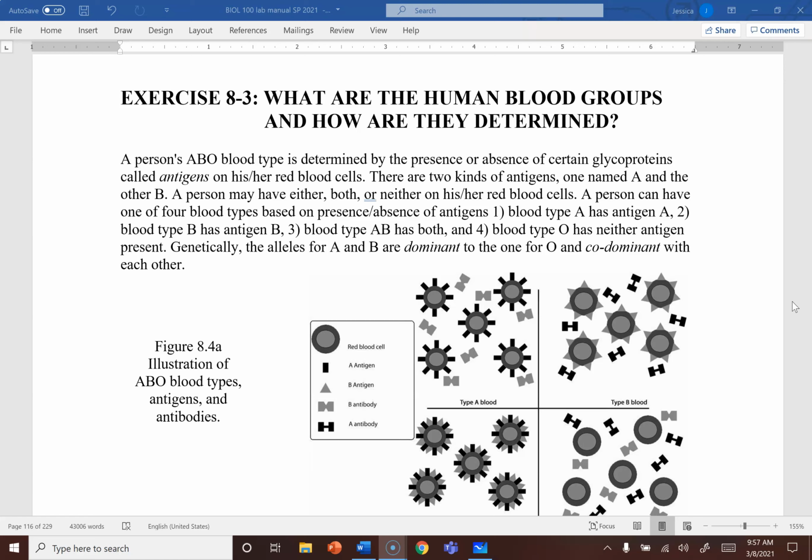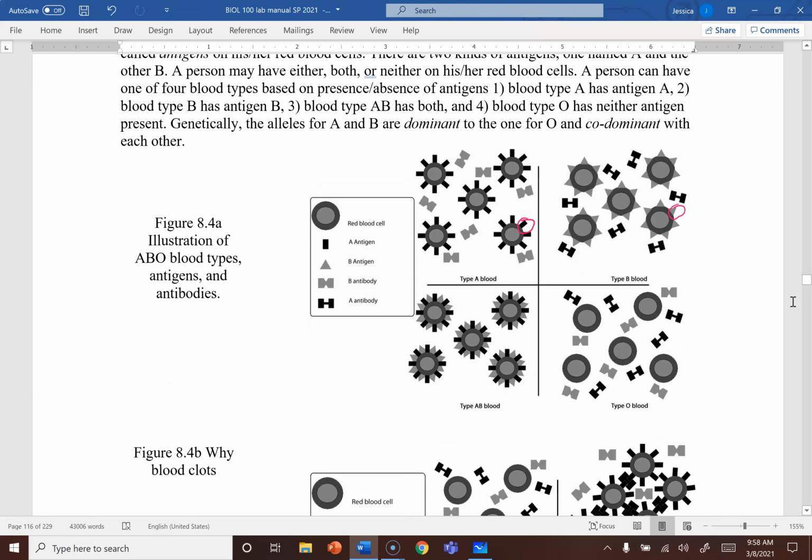So the A blood group produces an A antigen. So this is just a special carbohydrate that's on the outside of the blood that identifies it as a blood type. B blood type has a different type of antigen that signals that it is a type B blood cell. Type AB blood cell has both of those antigens. That's why we call it AB. It's got the A antigen and the B antigen. And then type O blood has no antigens on the outside.